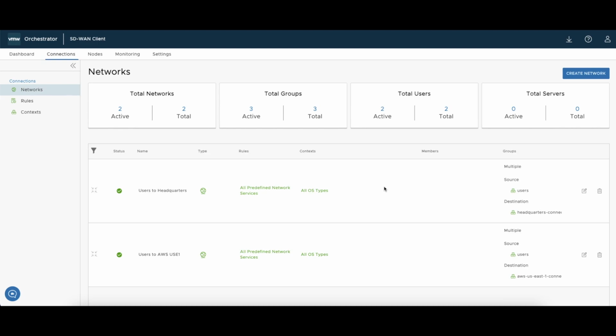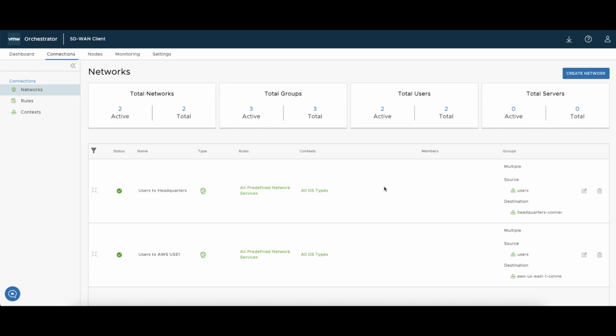So what does this look like to set up from the SD-WAN client orchestrator? Well, you're going to have various constructs that go into each of these network statements. You're going to have groups of users, groups of destinations, and you're going to combine those together with rules that govern what services users can and cannot access, as well as context that may restrict time of day access or geo-based access for that user.